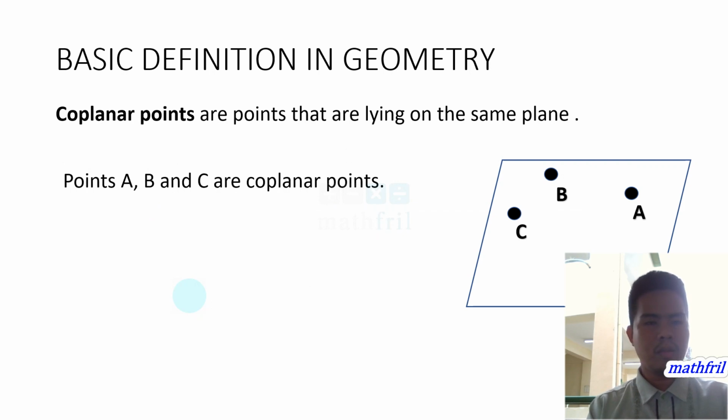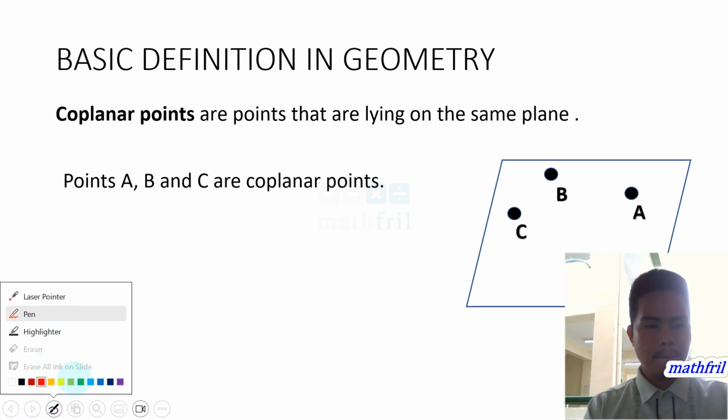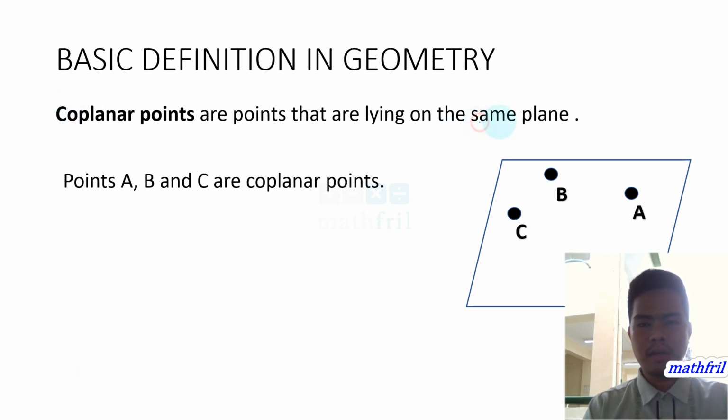Coplanar. So coplanar points are points that are lying in the same plane. Again, the word same here is similar to the word co. So coplanar points, this is the coplanar, same plane. And points ABC are coplanar. So as you can see, this is a kind of parallelogram with ABC as their points. And this is now what we call coplanar.